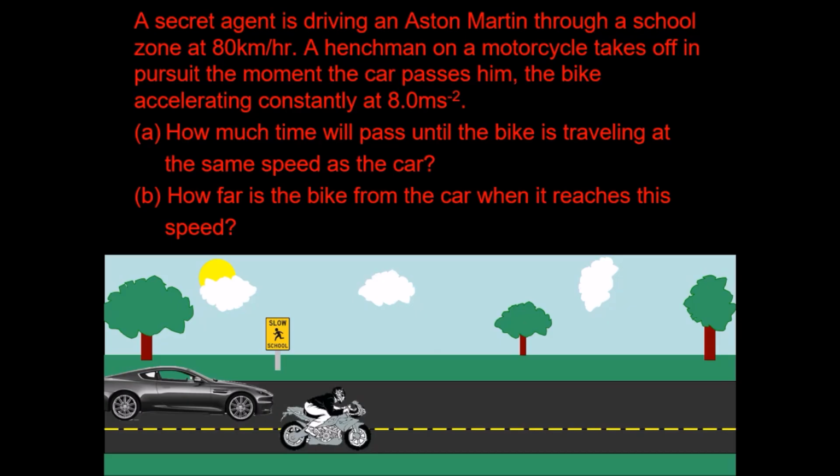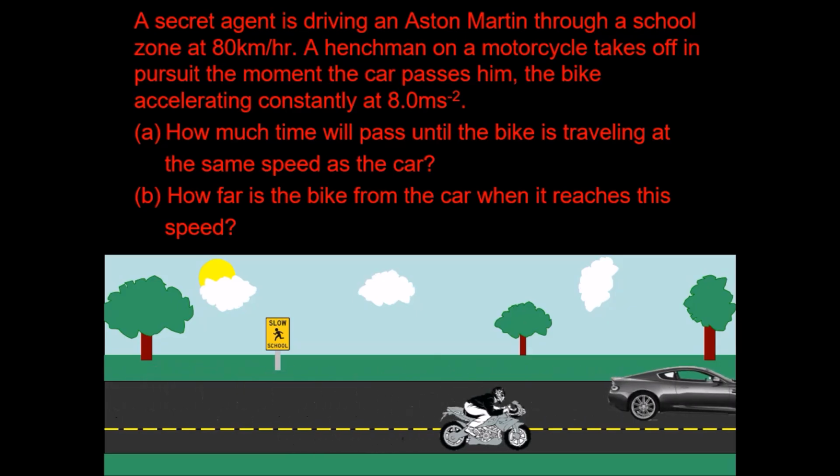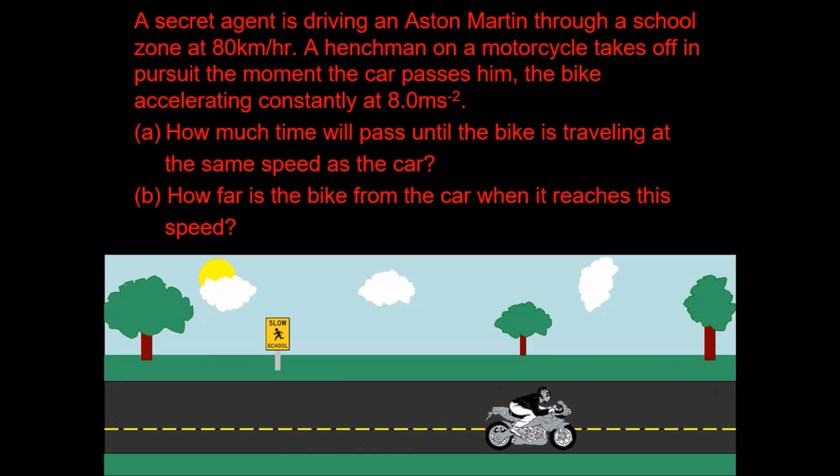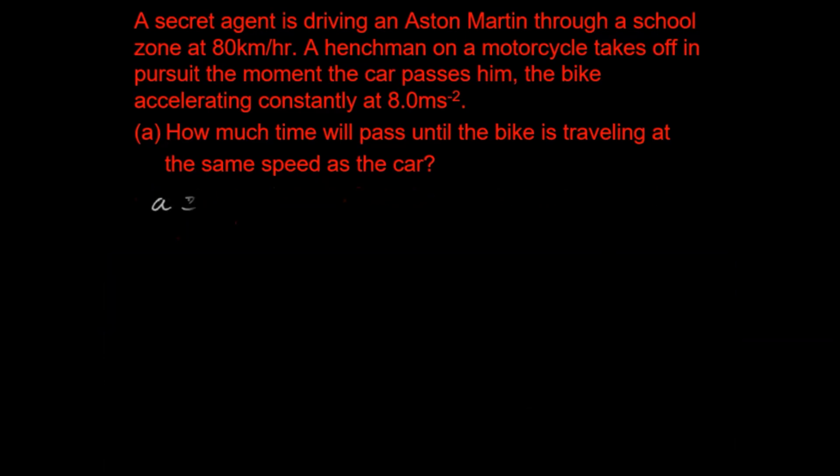So, part A asks how much time will pass until the bike is traveling the same speed as the car. So how long will it take the bike to reach 80 kilometers per hour? Part B says how far is the bike from the car when it reaches this speed. There's the car moving past the bike and the bike starting up as the car passes it. So what we have is a velocity of the car, an acceleration of the bike. We want to know how much time will pass until the bike's traveling the same speed as the car.